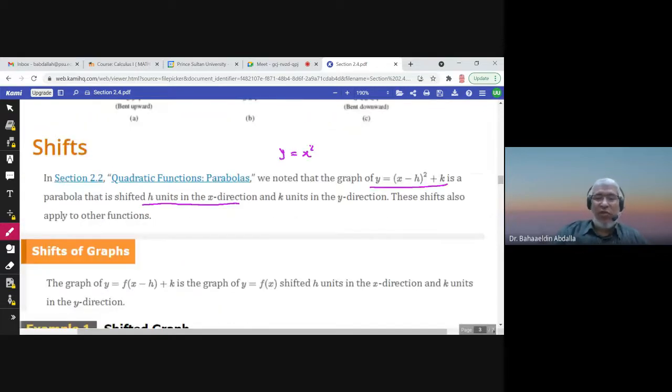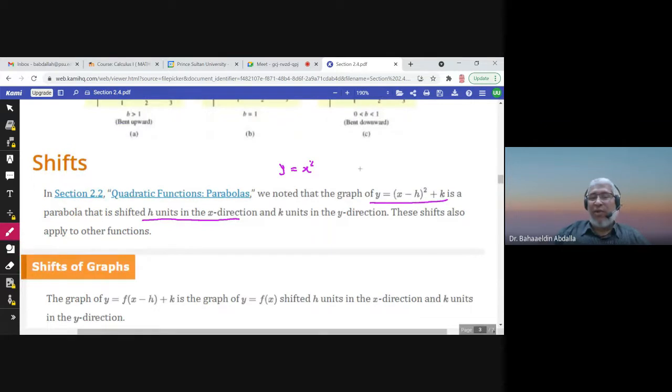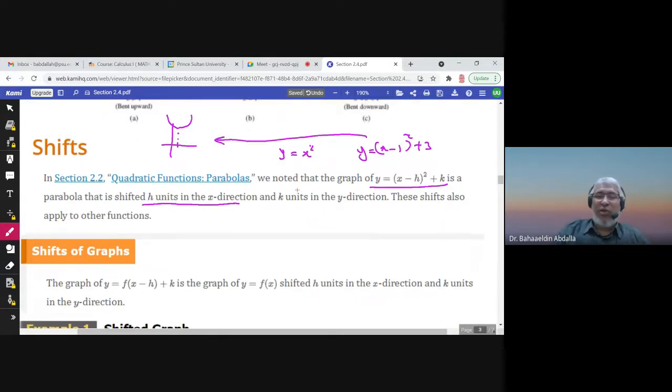So let me give you some examples. For example, y equals x minus 1 squared plus 3. Here we will go 1 unit to the right, 3 units up. So we sketch the graph of x squared, same graph, but we move 1 unit to the right and 3 units up. So 1 unit to the right, 3 units up, and we sketch the graph of x squared. All right, this is the graph of x minus 1 squared plus 3.